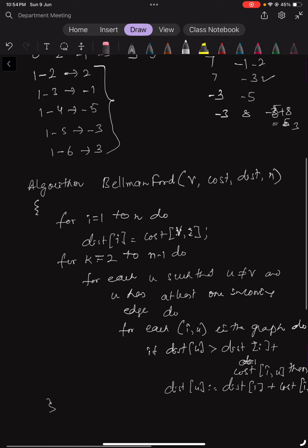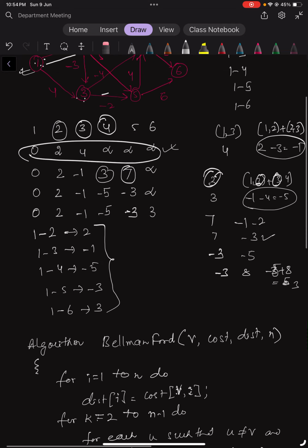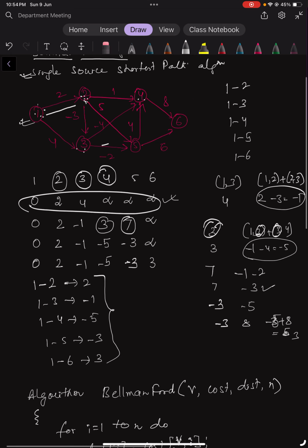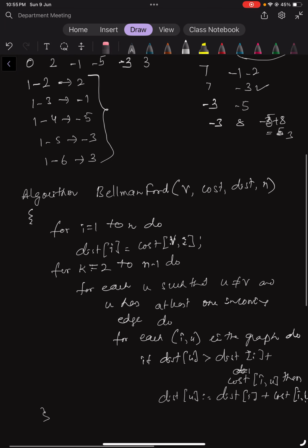So what do we mean by that? For each u such that u is not equal to v, that is not the same vertex. So u has at least one incoming edge. Suppose you are considering the fourth vertex; here we are considering this 2. Is there any incoming edge from 2 to 4? Yes. In that case, you are going to update for each I comma u in the graph.